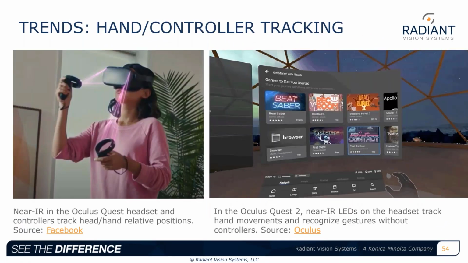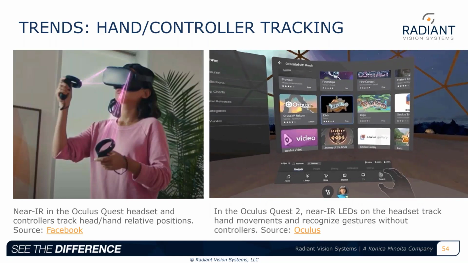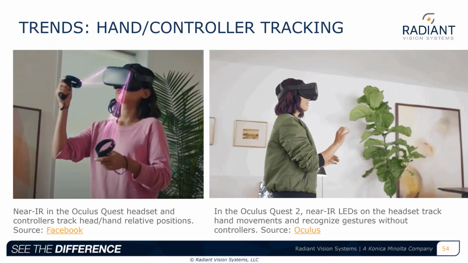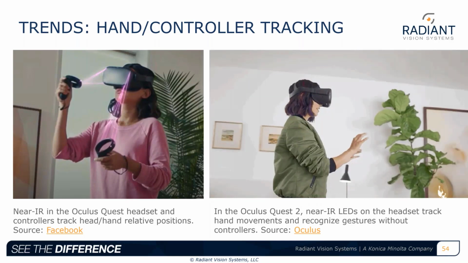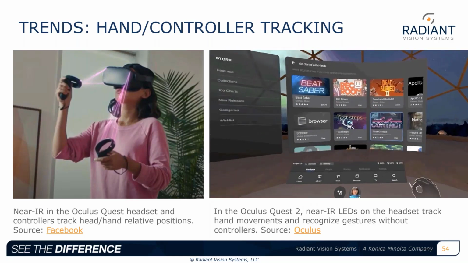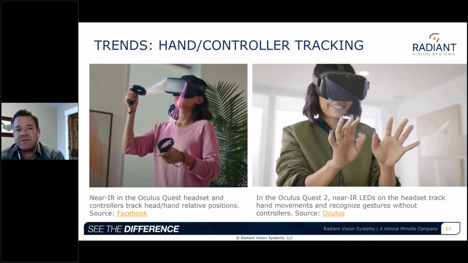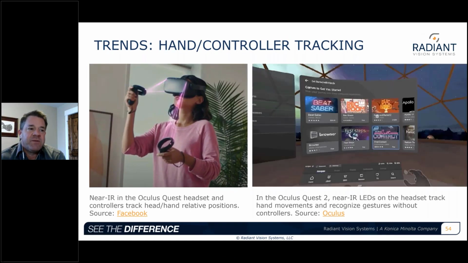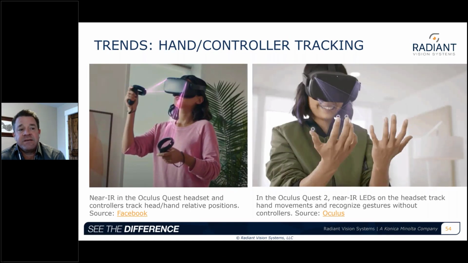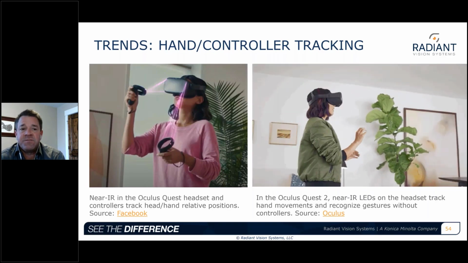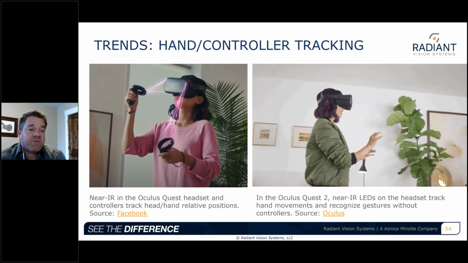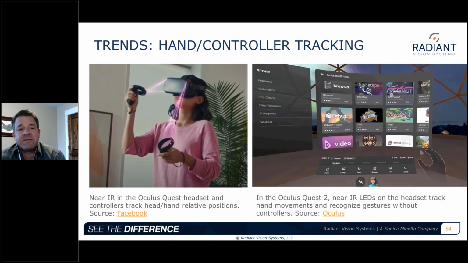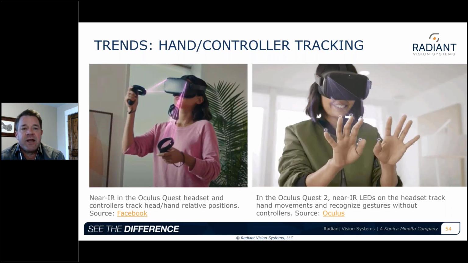Hand and controller tracking can be enabled by near-infrared LEDs as well. In these examples of the Oculus Quest and the Quest 2, near-infrared LEDs at multiple points on the headset cast invisible light onto the user's hands. Controllers in the left image have near-infrared LEDs integrated into them to enable relative positioning between the headset and hand movements. In controller-free hand tracking on the right, the system can recognize specific gestures for UI control.